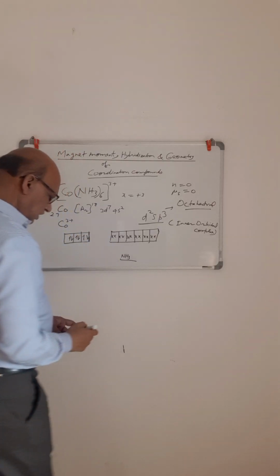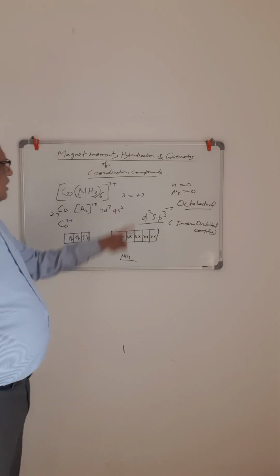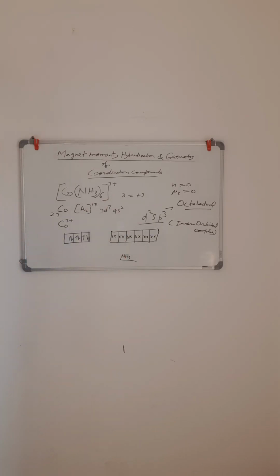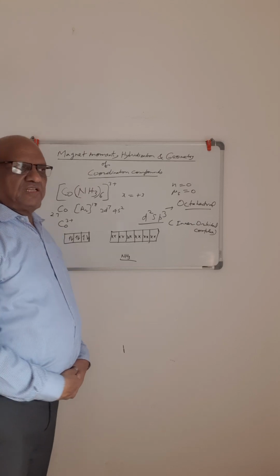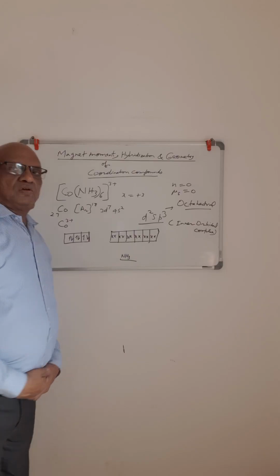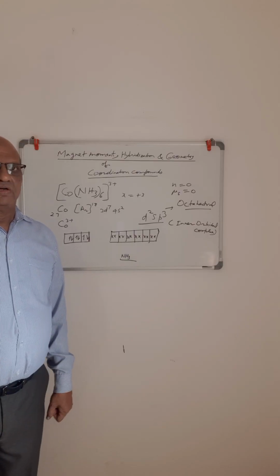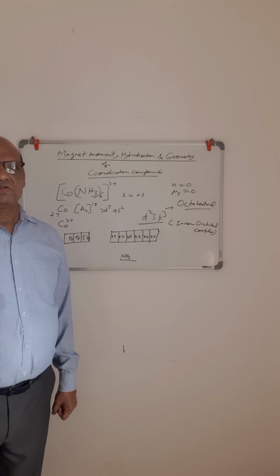So I hope this concept is clear, how to find the spin only magnetic moment, hybridization, and the geometry based on the valence bond theory. Okay, with this I conclude this session and I wish you all the best. Thank you.